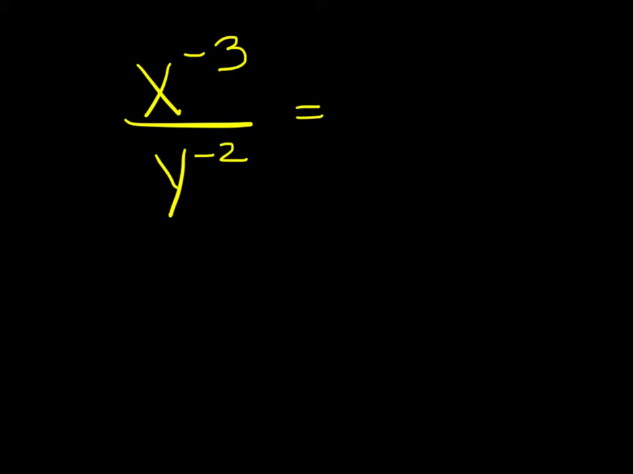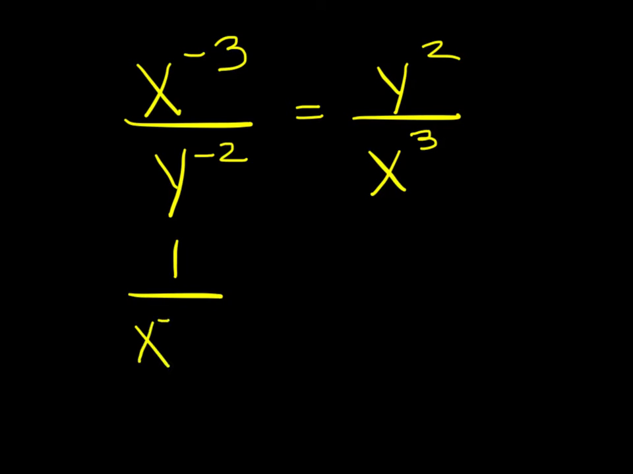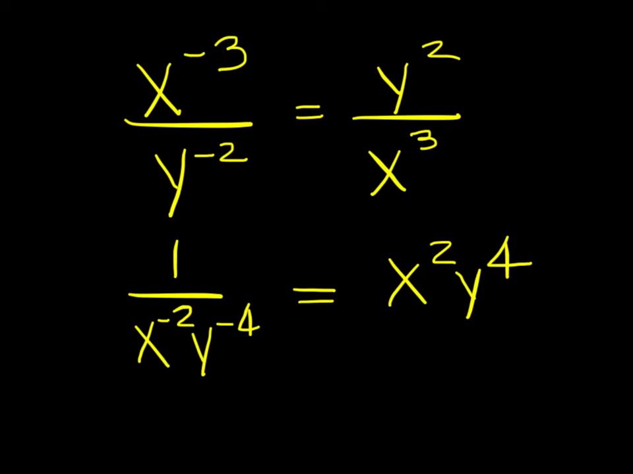This works the same if it's on the bottom. X to the negative third over y to the negative second. X to the negative third would go to the bottom, become a positive third, and then on the top you would have y to the positive second power. If I had 1 over x to the negative 2, y to the negative fourth, both of those would go to the top and become x to the second, y to the fourth.